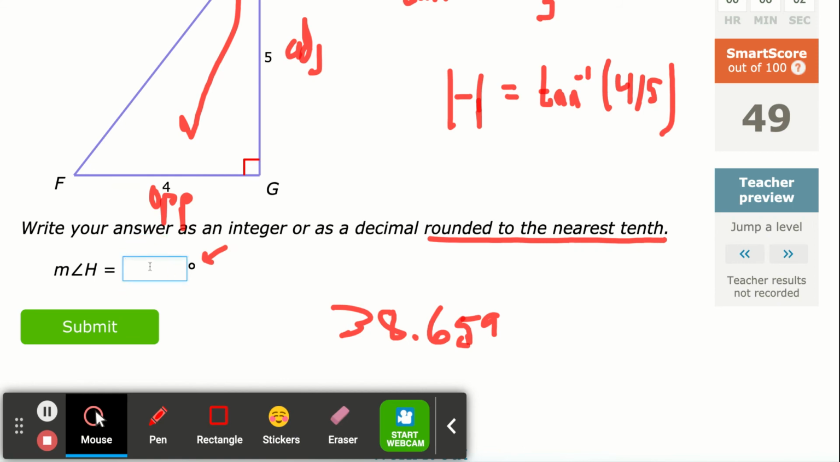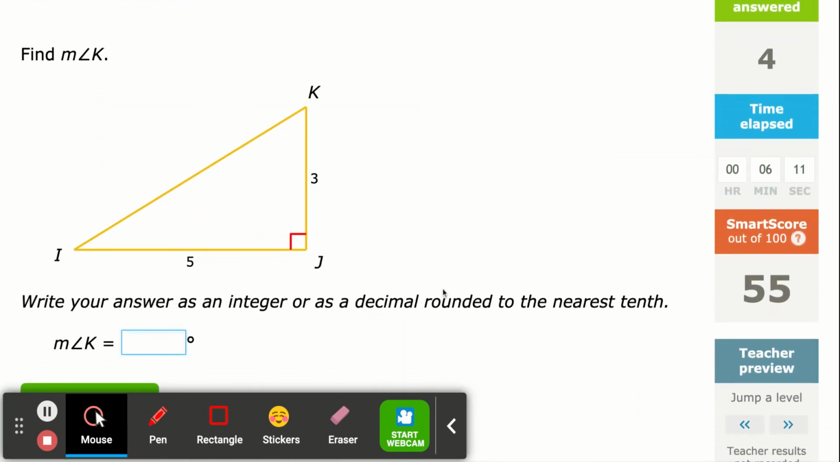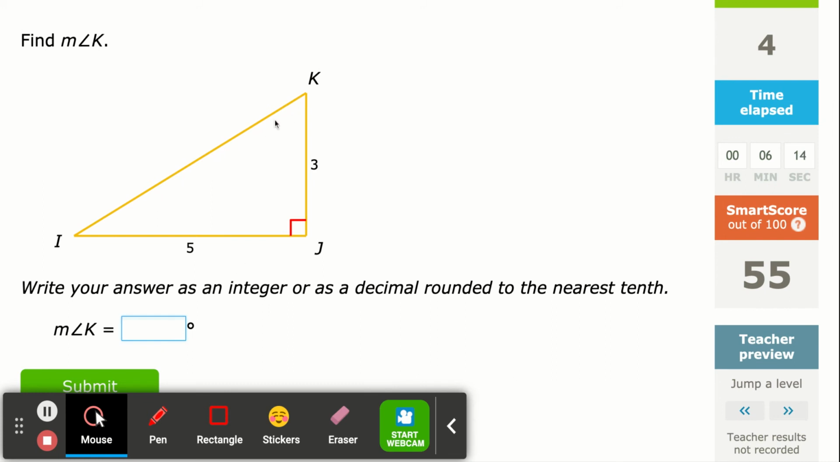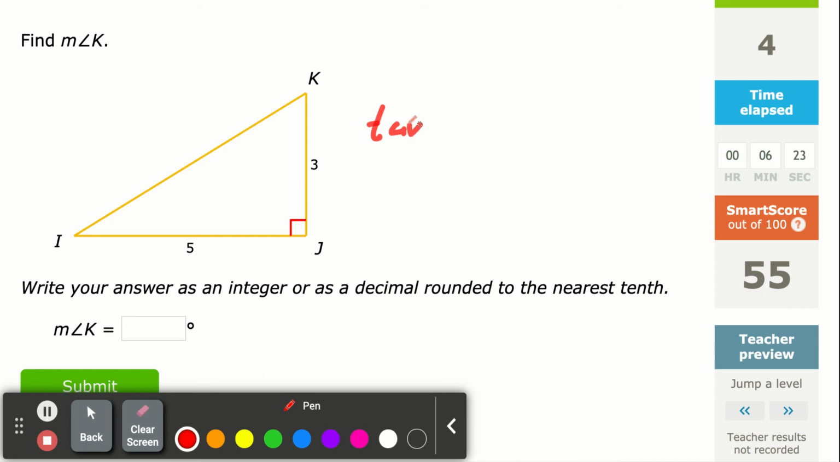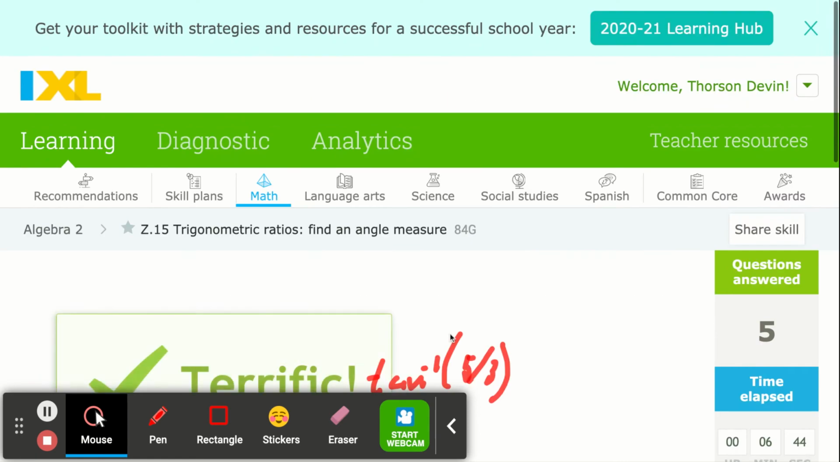Type in 38.7. Now, the trig function you use will all depend on what angle you're looking at and what side you know. So for instance, I'm looking for angle K, opposite. Angle K is 5, 3 is adjacent, opposite over adjacent, that's tangent. So I'm going to do the inverse tangent of that ratio of 5 over 3. That was horribly drawn, but again, inverse tangent of 5 over 3, and I get 59.03, but 59 degrees. Again, I'm using my inverse trig functions.